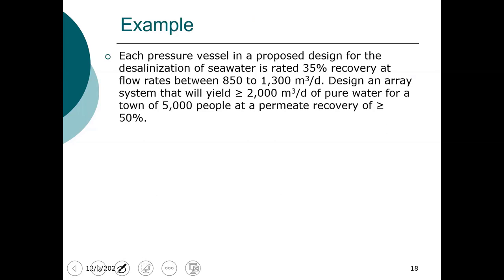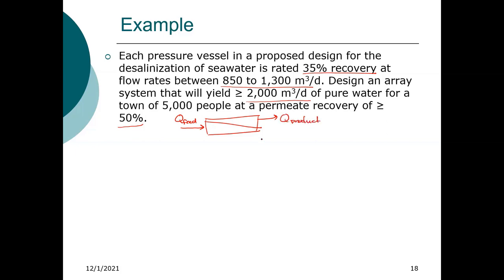Okay, so we have a situation where you're told that you have a membrane system. And think of it now just as a system. And it is rated at 65% recovery. And you're told that the flow rates can be between 850 and 1300 cubic meters per day. You're asked to design an array that will yield at least 2000 meters cubed per day of pure water, and you want a total recovery of greater than 50%. So we've got this membrane system. This is our feed. We have a product water. And we have a reject stream.